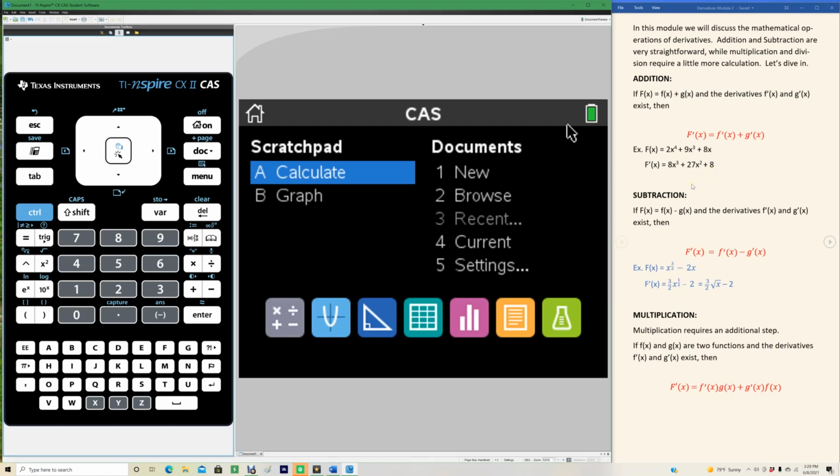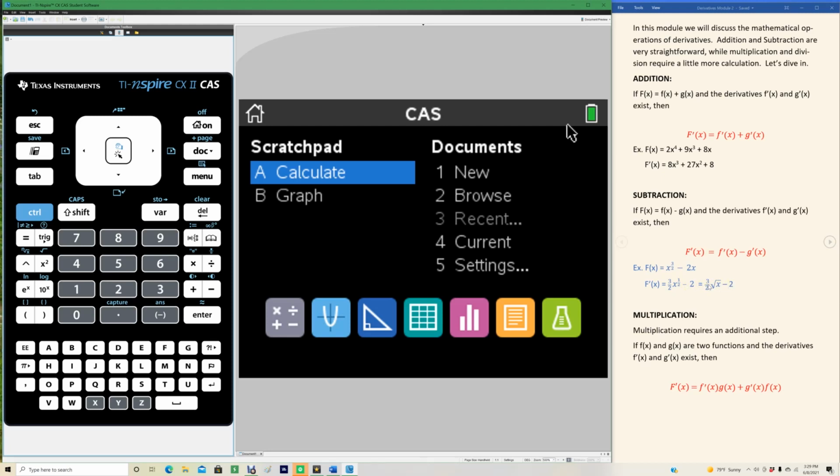And that is the derivative of the function. Subtraction works the same way. We simply take f prime of x minus g prime of x. So if we have the function x to the 3 halves minus 2x, we just take the derivative of each of the terms: 3 halves x to the 1 half minus 2, which simply equals 3 halves square root of x minus 2.